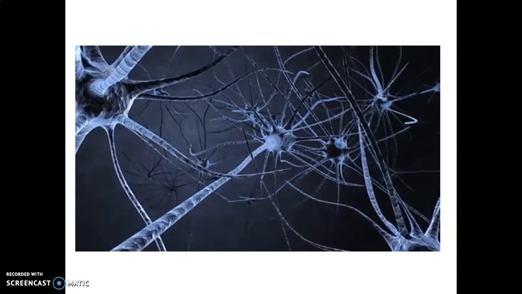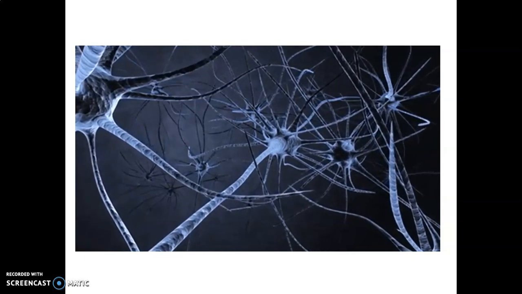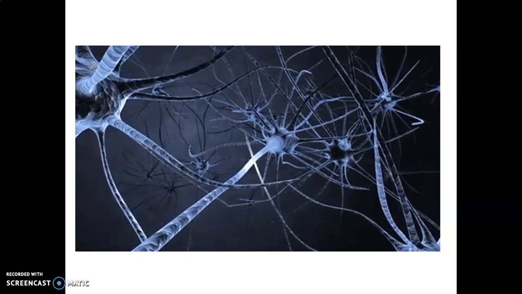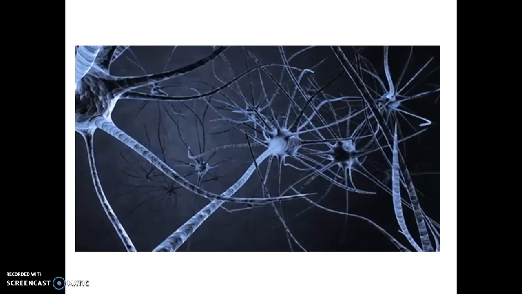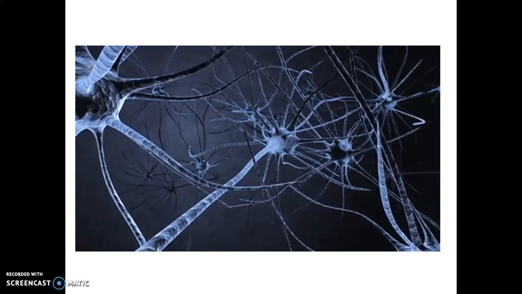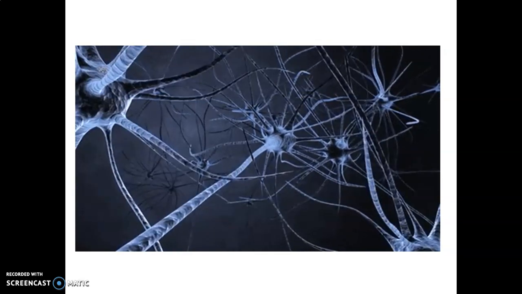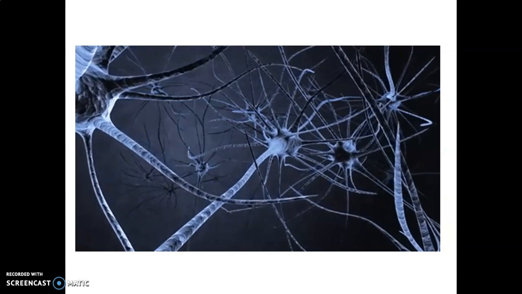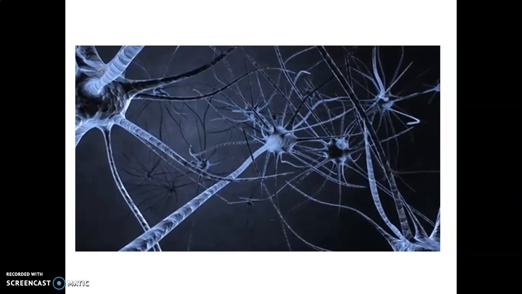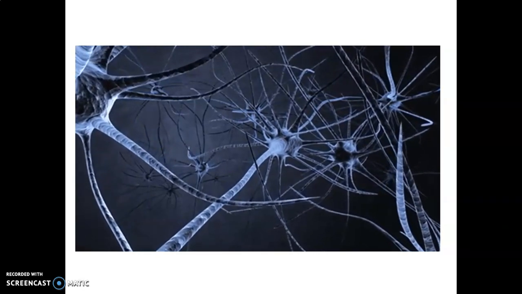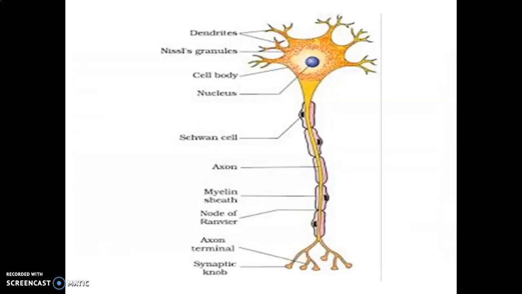It's a part of peripheral nervous system that comprises the whole complex of nerves, fibers, ganglia and plexus by which impulses travel from the central nervous system to the viscera and from the viscera to the central nervous system. So let's discuss these nervous systems in detail in the next class. Today we are going to discuss in detail the structure of neuron.